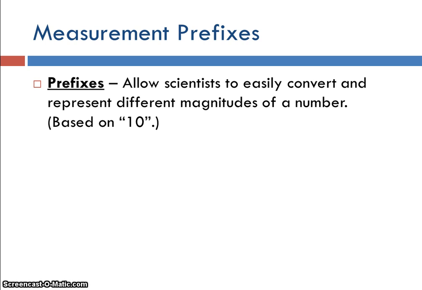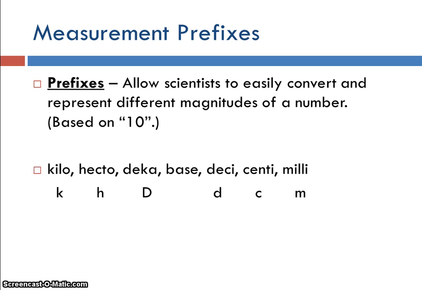In science, we also use prefixes, which will allow scientists to easily convert and represent different magnitudes of a number. And conveniently, they're going to be based on the unit 10. And 10 is a very easy number to work with. So this is a list of the ones that we'll be using in this class. There are more than this, but these are the basic ones.